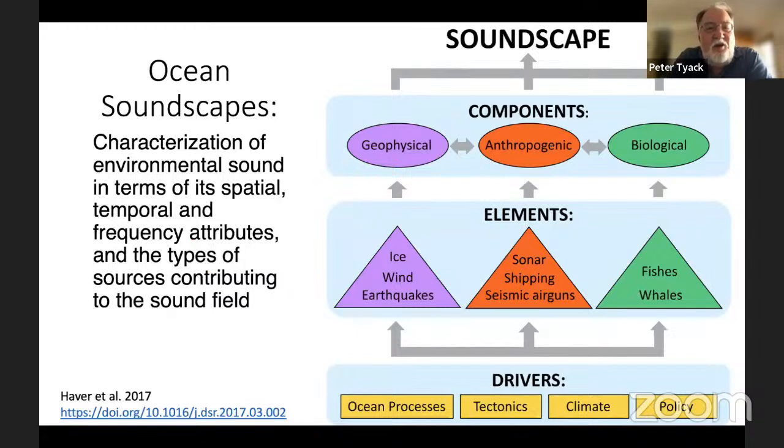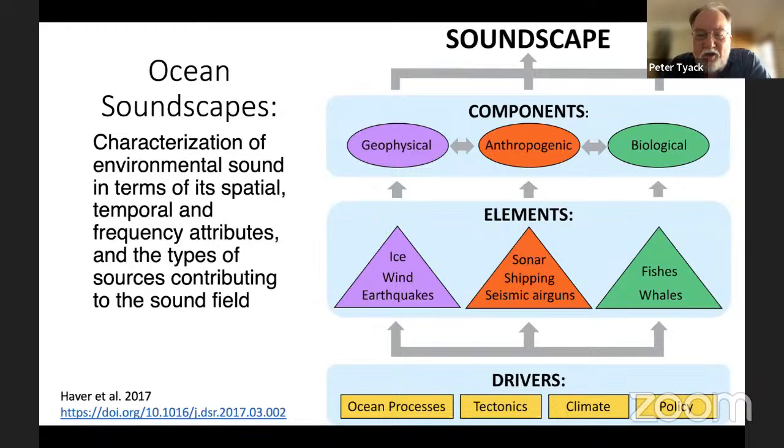Again, though, in order to interpret what these changes mean, it's absolutely essential to sort out what the sources of those noises were. The word ocean soundscape means the characterization of environmental sounds in terms of the spatial, temporal, and frequency attributes, and using that information to infer the different types of sources that contribute to the sound field. So to understand a soundscape, we need to be able to attribute the reasons that the levels are what they are in certain places and times within different frequency bands.